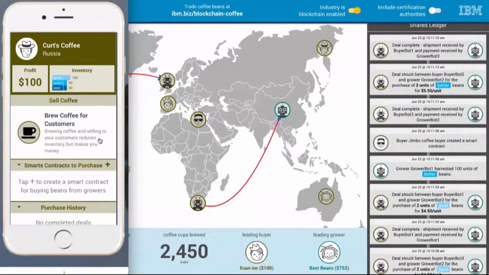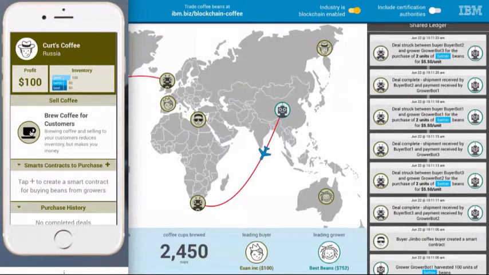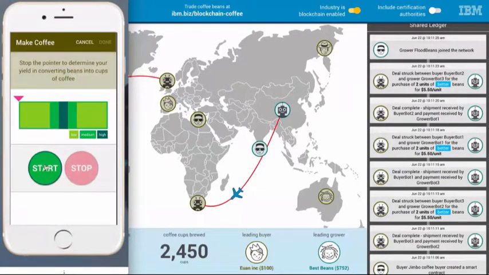You can see the level of your inventory across each of these beans. Now, I, as a buyer, make my money, like I said, by taking the beans that I have in my inventory and converting them into cups of coffee to sell to my customers. I do that by tapping on this little cup. As I do that, I play a little bit of a game to see how efficient I am going to be at brewing these beans into my cups of coffee.